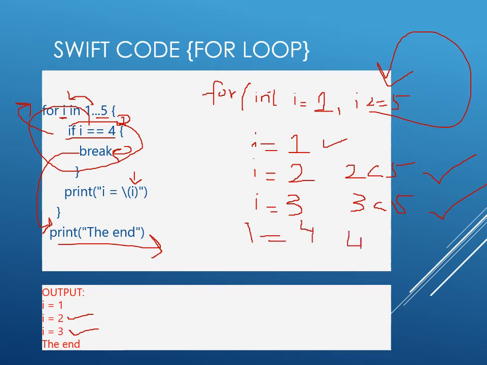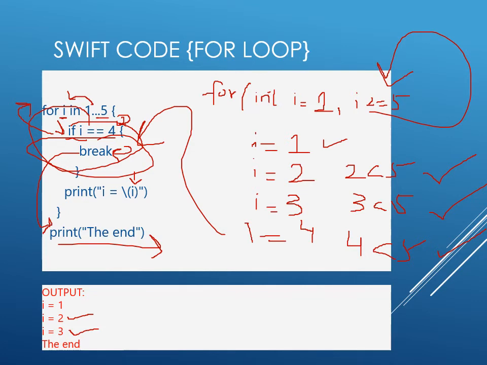4 is also less than 5, condition true, but we have put this if condition over here that if i is equals to 4, break this program, means end this program. So yeah, you understand how these for loops work in Swift.